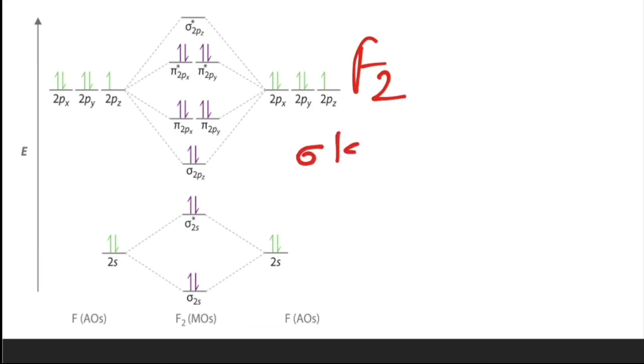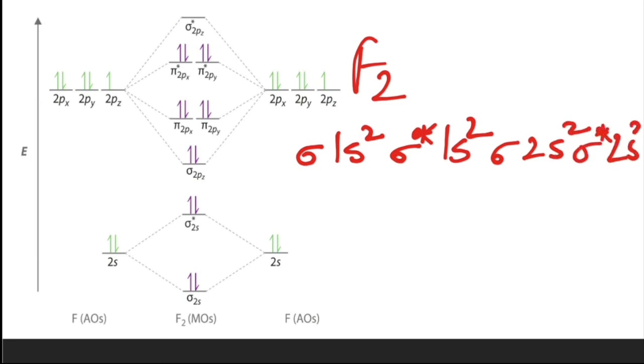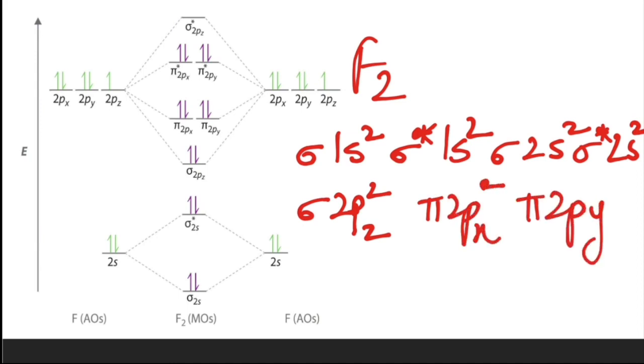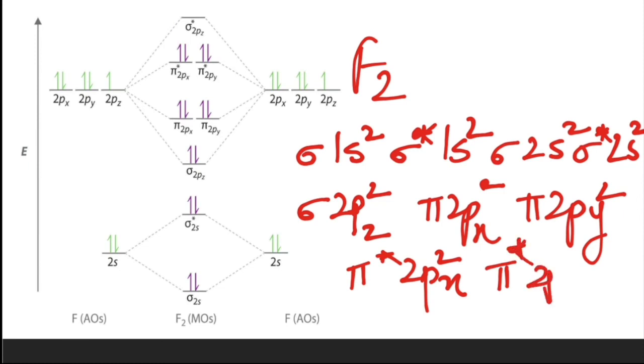So it is sigma 1s2, that is, it consists of 2 electrons, sigma star 1s2, then sigma 2s2, sigma star 2s2, each consisting of 2 electrons. Then comes sigma 2pz2, pi 2px2, pi 2py2, pi star 2px2, pi star 2py2. This is the electronic configuration. Till here we have written where the maximum filling of electrons has taken place.